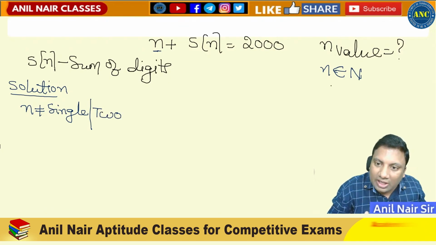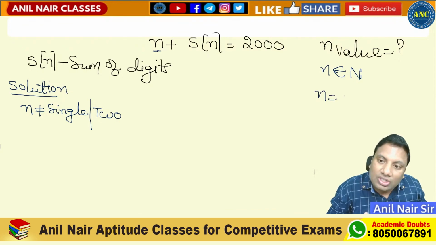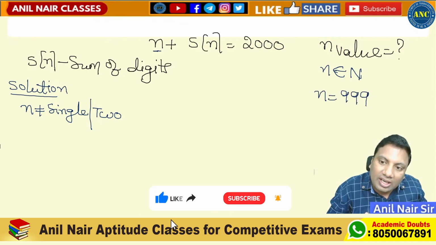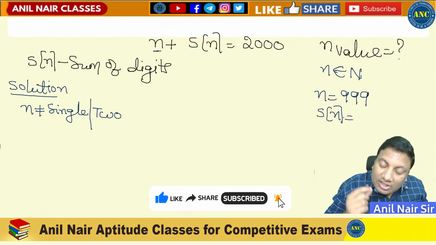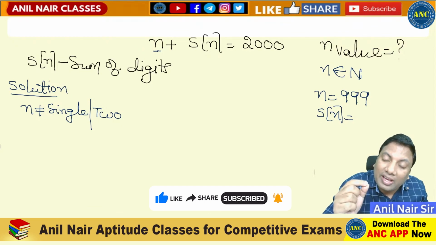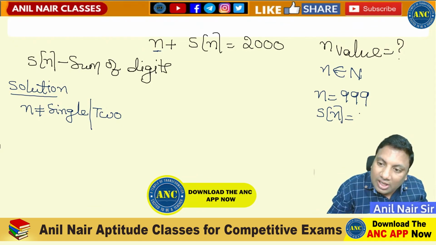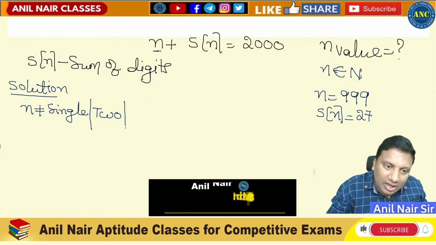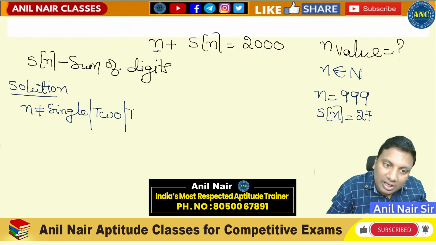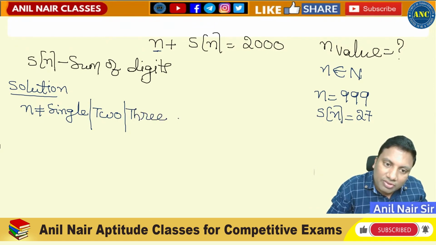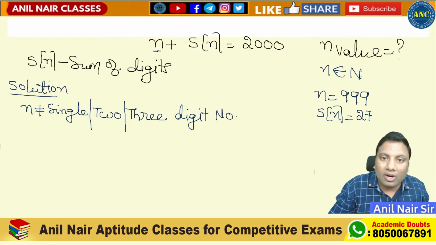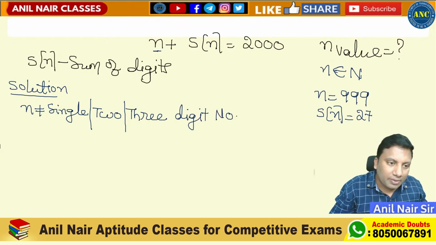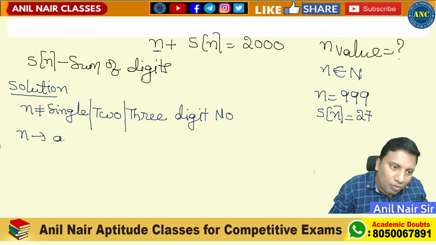Can n be a 3-digit number? If I take the largest 3-digit number, which is 999, then n plus S of n becomes 999 plus the sum of digits of 999, which is 9 plus 9 plus 9, 27. That is also less than 2000. N cannot be single digit, 2 digits, or 3 digits. N has to be a 4-digit number.